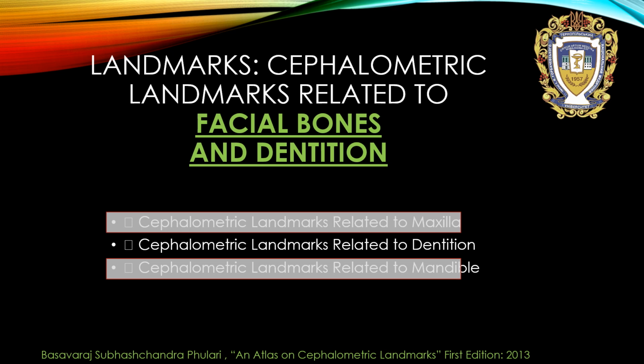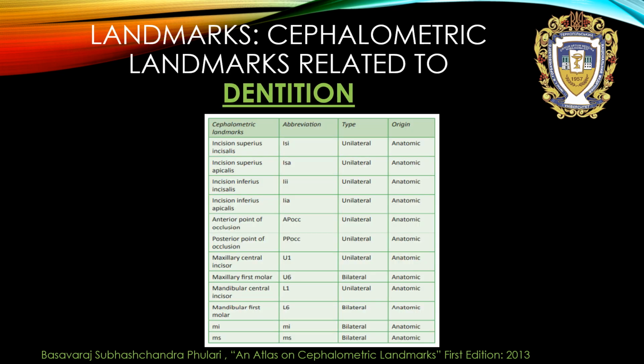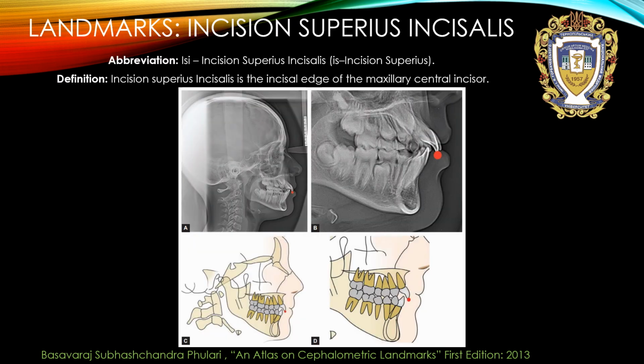Cephalometric landmarks related to dentition. There are so many points too, and the most important are next. Incision superius incisalis is the incisal edge of the maxillary central incisor. But on this scheme, this point is marked not correctly, because we must use the most protruding incisor. We need to put this point here.